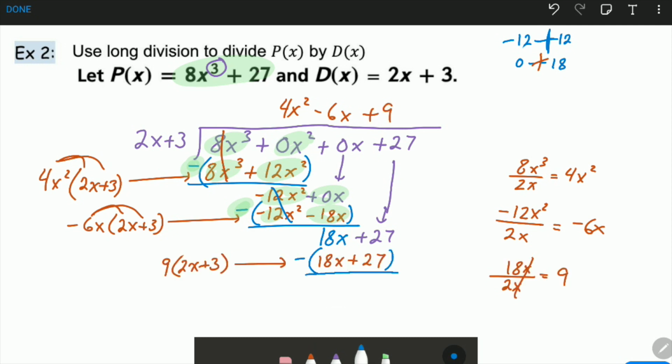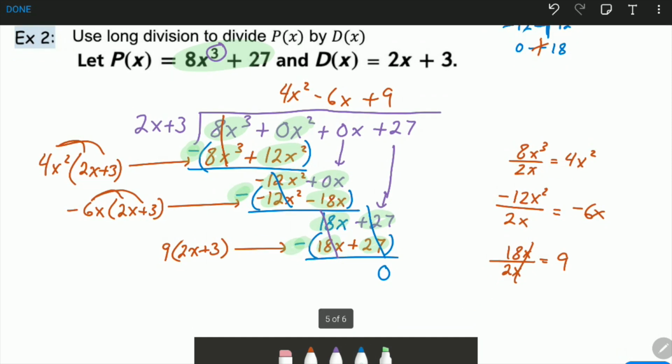Then, of course, just like regular long division, we subtract. So 18 minus 18 cancels out. And 27 minus 27 cancels out again. So we're left with 0. So this time we don't have any remainder, and our answer is just 4x squared minus 6x plus 9.